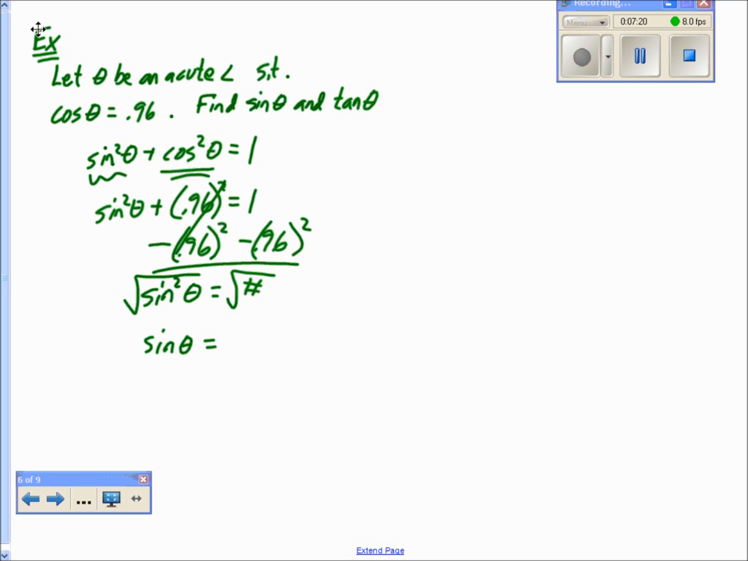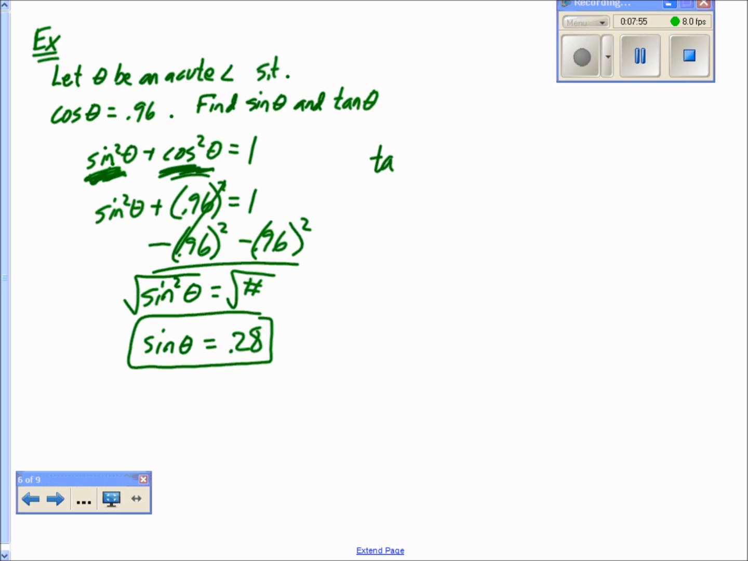All right, looks like 0.96 squared is 0.922, so 1 minus that is 0.078. Now I got to take the square root of that 0.078. Looks like I get 0.28. So the sine of theta is 0.28, right? And of course we could check that by saying, well, 0.28 squared plus 0.96 squared should be 1, right? But anyways, all we needed was the sine of theta, so we stop right there. We don't care what the angle is, but we do know the sine of that angle is 0.28.